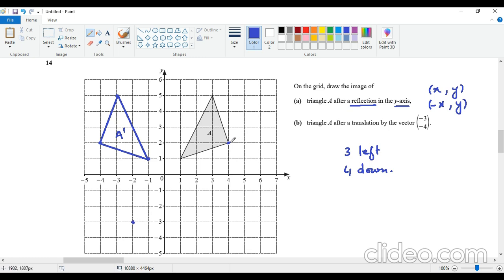Now this is going to be shifting left 1, 2, 3, and down 1, 2, 3, and 4. Then comes the top part. This is 1, 2, and 3, then 1, 2, 3, and 4. This is going to be your third point of the triangle. And then we join these points, something like this. And this is going to be your part B. A dash dash is going to be your final answer for question number 14.